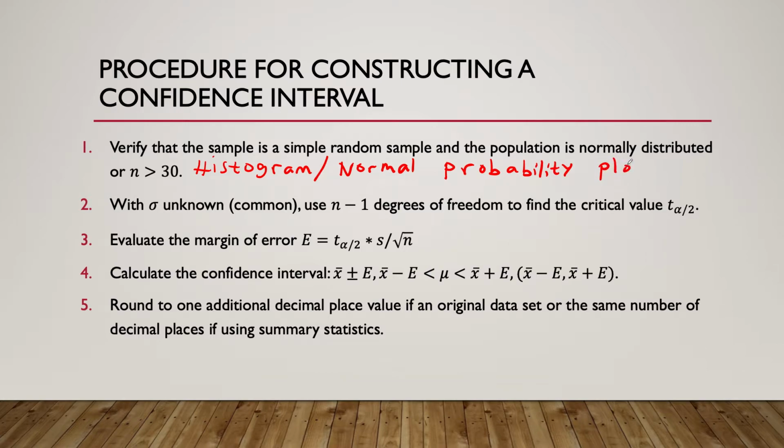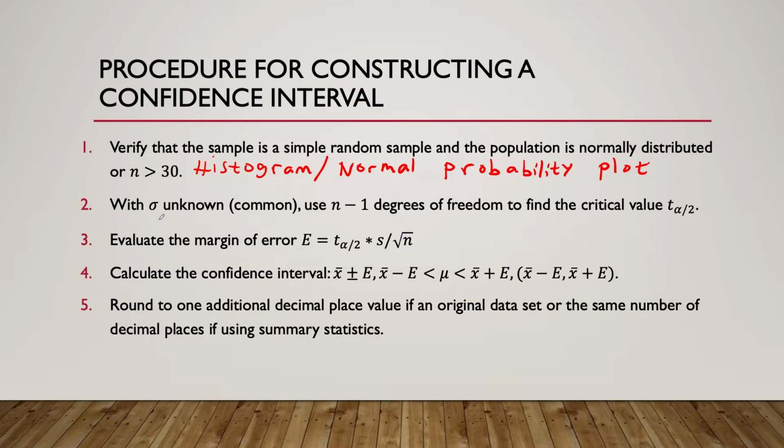Plot. We would typically look at both the histogram and the normal probability plot, since if you're already graphing the histogram, graphing the normal probability plot isn't that far of a stretch.